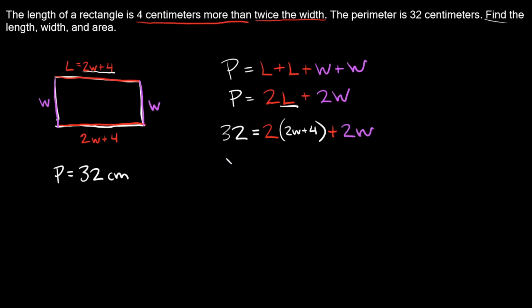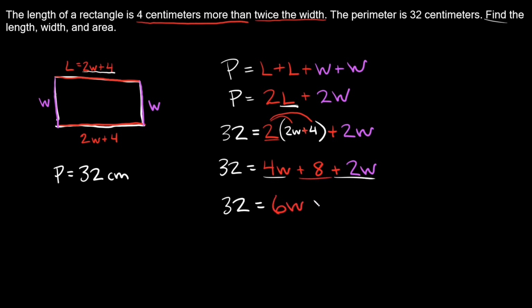Okay, so let's keep simplifying this. So 32 is equal to, now here we have to distribute. So I have to take this 2 and multiply it by 2w, and then I have to multiply it by the 4. So 2 times 2w is equal to 4w. And then 2 times 4 is equal to 8. Okay, and then since you're adding here, you just bring that down right there. Okay, and then we're adding that to 2w, right? Okay, so we're almost getting there. So again, simplifying this, 32 is equal to, now here we have to combine like terms, right? So 4w plus 2w is equal to 6w. And then we have this plus 8.